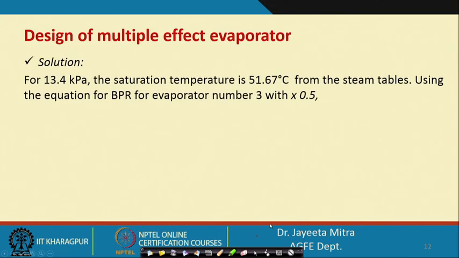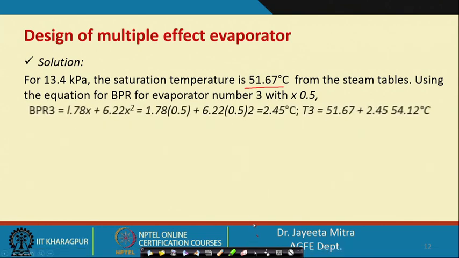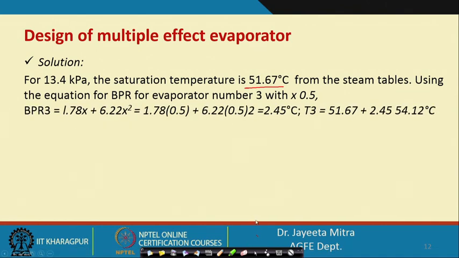Okay. So, first, at 13.4 kilopascal we have calculated the saturation temperature. The saturation temperature from the steam table is coming 51.67. Now, the equation for the boiling point rise in effect 3, where the weight fraction given is 0.5. So, we will find the boiling point rise in the third effect using that concentration formula. We have added that to get T3.